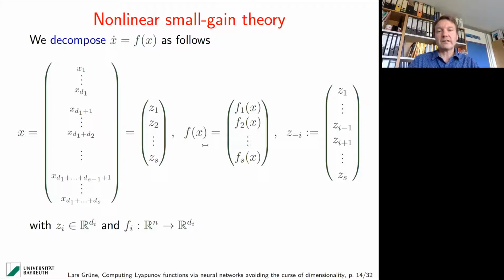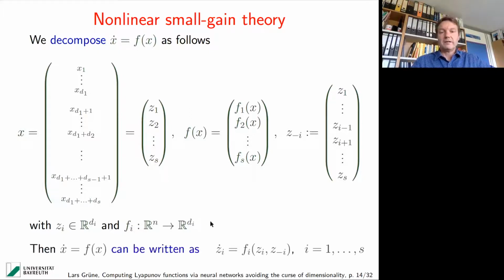We decompose the vector field with the same dimensions in this form here. And by z minus i, we denote all the z's which are not zi, right? So if we take out the subvector zi, then all the rest is called z minus i, right? And these zi's are vectors of dimension di, and then fi, of course, maps from R^n to R^di. And then we can rewrite the overall system as a collection of subsystems of this form, right? So zi dot is equal to fi of zi and z minus i, for i from 1 to s.